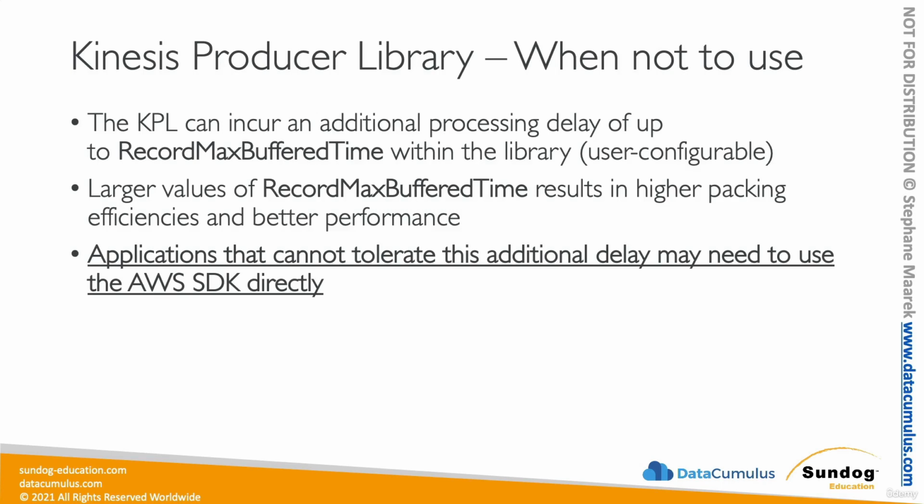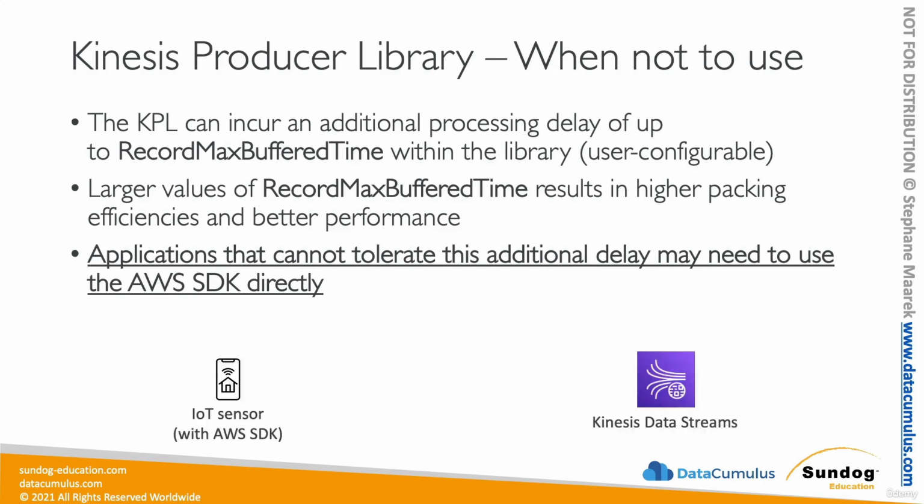So let's take an example. If you have an IoT sensor and it comes with the AWS SDK and you want to produce to Kinesis data streams, but that IoT sensor sometimes is offline. If you use the KPL and there is an offline event, what's going to happen is that the KPL will keep the data and accumulate it. And so that means that when my device goes back online, it may take a little bit of time for the latest data to arrive into my Kinesis data stream.